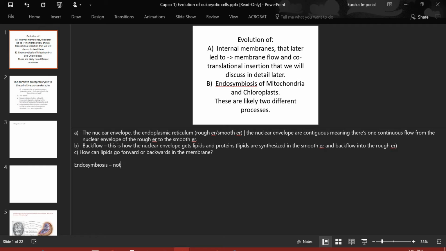But they have one thing in common. Both the endomembrane system and endosymbiosis required losing the cell wall. Repeat, required losing the cell wall in this ancient precursor to a prokaryotic cell.